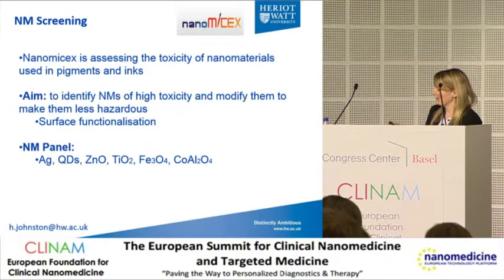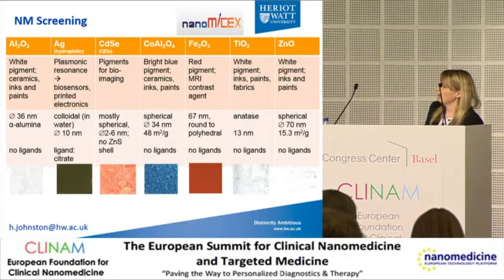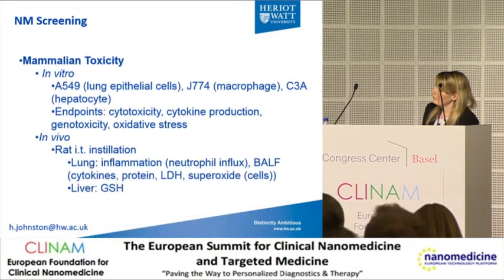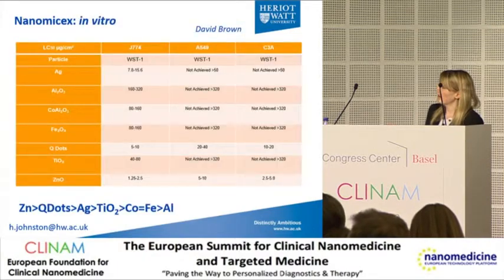So in terms of the particle panel, it was silver, aluminium oxide, a quantum dot, iron oxide, titanium dioxide, and zinc oxide. So here you can see why they're used in pigments, the colours that they have. We used mammalian toxicology tests, both in vitro and in vivo models. And this is the results from the in vitro screening.